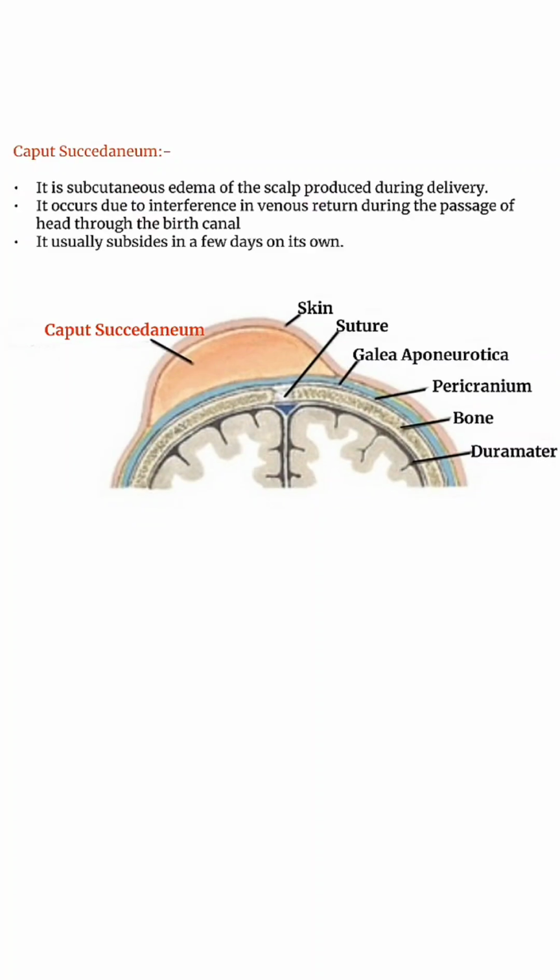Let us revise the applied aspects. Sebaceous cyst: the scalp is a common site for sebaceous cyst. Surgical layers of the scalp: the first three layers of the scalp are called surgical layers of the scalp. Black eye: a blow on the head leads to accumulation of blood in the loose areolar tissue. The blood trickles down anteriorly and accumulates in the eyelids.